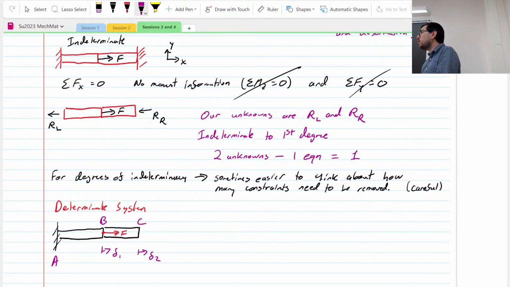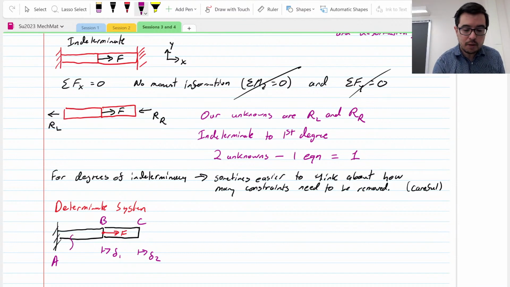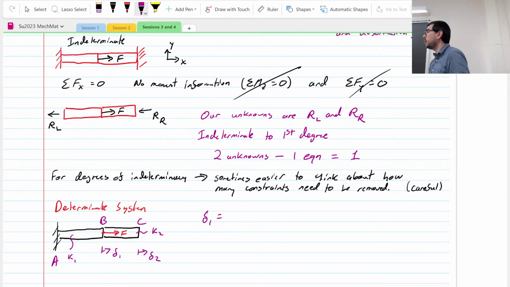So what do you all think? How would you describe delta 1? If I say that this is K1 and this is K2, what is delta 1 equal to in this case? Yes, Mike? Force over K. So that's the applied force over K1. Yeah, because that's the K1, they could have different Ks. Now, what is delta 2 equal to?